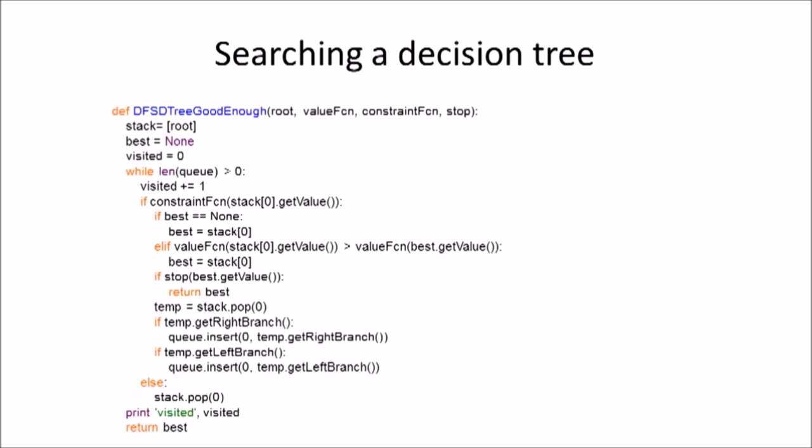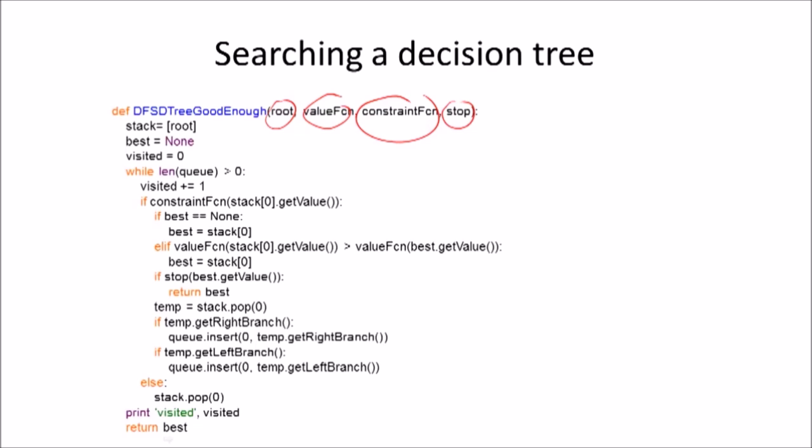We're going to do almost exactly the same thing. Yes, there's a lot of code here, but it's a very simple change. We're now going to search a decision tree, depth first, but with good enough. So it's going to look almost like before. It's going to have some starting point. It's got the function that we're trying to optimize. It's got the function that we have to satisfy, that the constraint has to be true. And we're going to add in one last thing, which is a stop function.